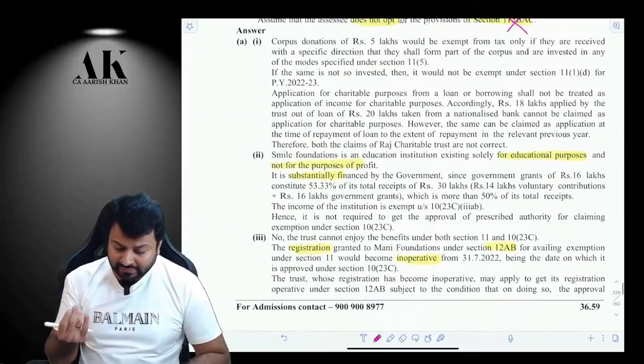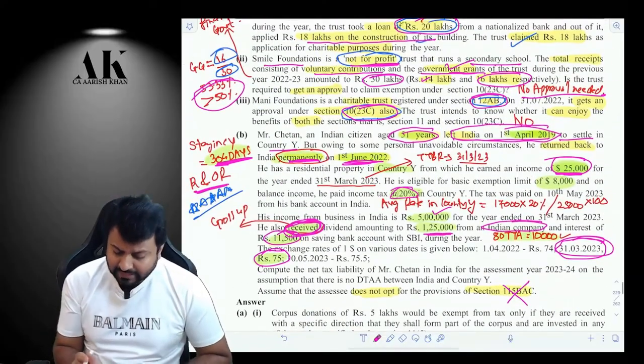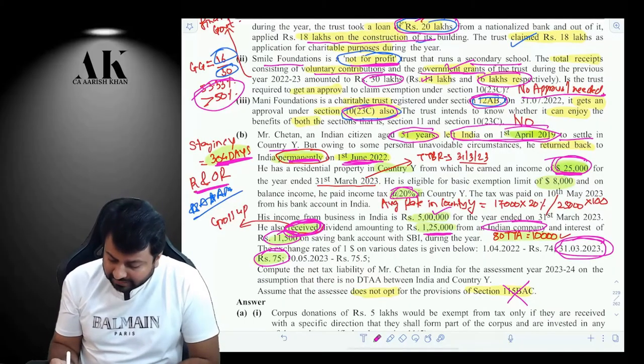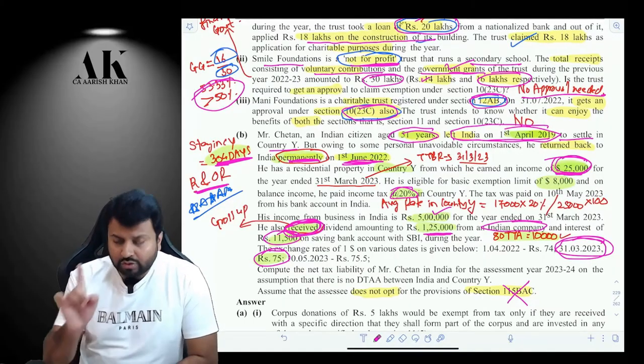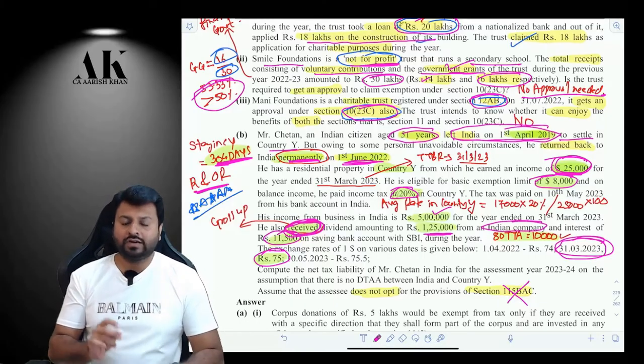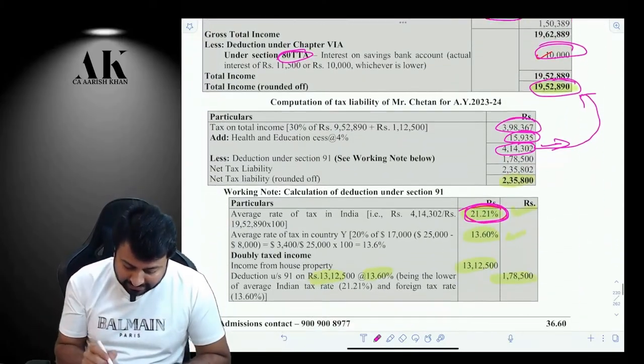Now, the average rate in the foreign country, if you directly see it, is 20%, but that is wrong. That is not the average rate in the foreign country. The reason is because 25,000 is your income in the foreign country. You do not pay tax on 25,000 in the foreign country. You pay tax on minus 8,000 in the foreign country.